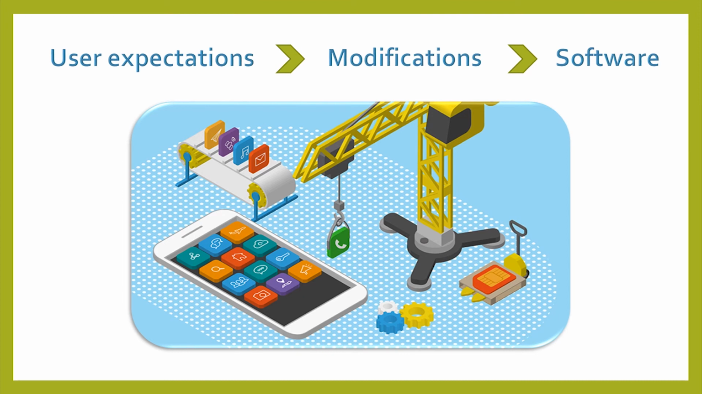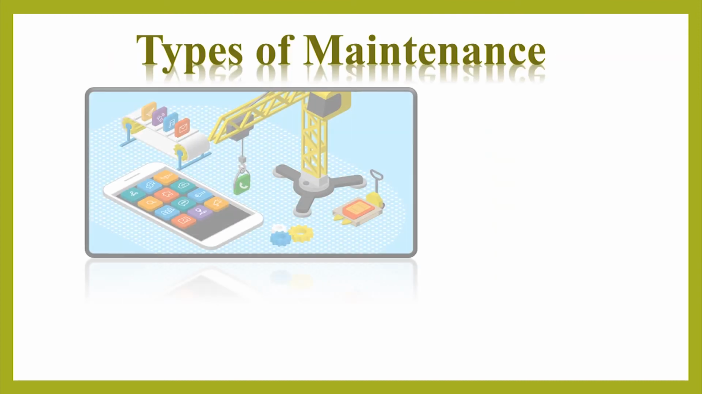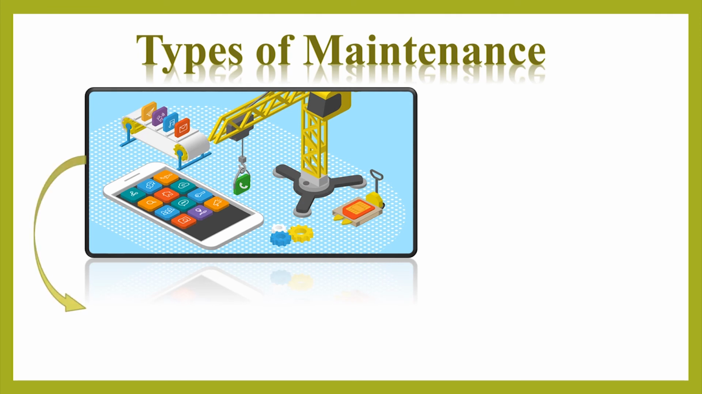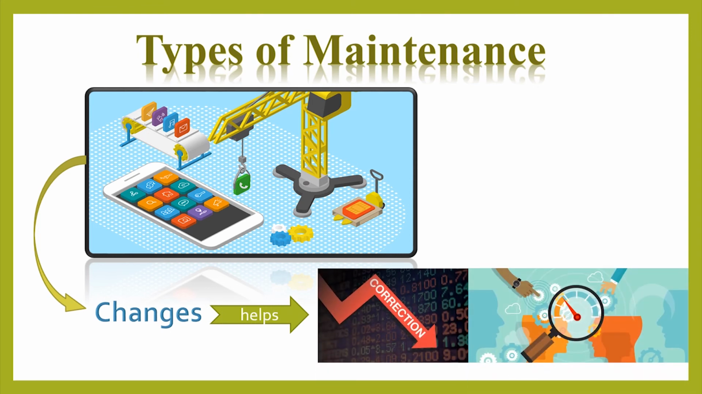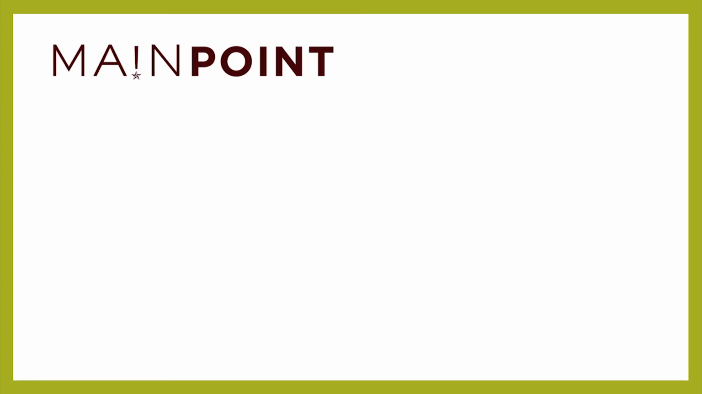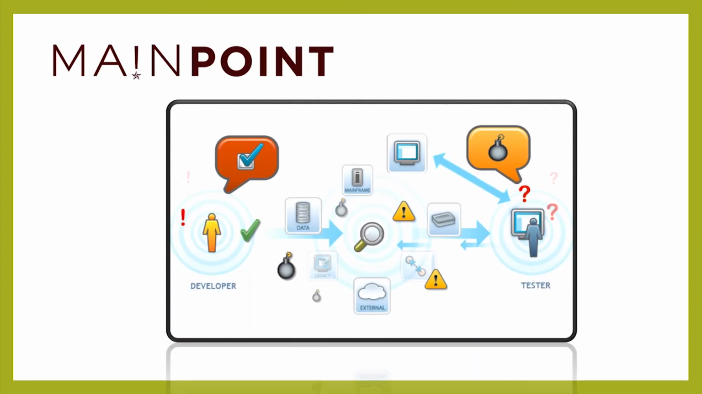Let's check out the types of maintenance. Software maintenance helps to make changes to the software product after delivery. This helps in correcting the faults and improving the performance. The main point of maintenance is that it merely involves fixing defects. Let's check out some types of maintenance based on their characteristics.